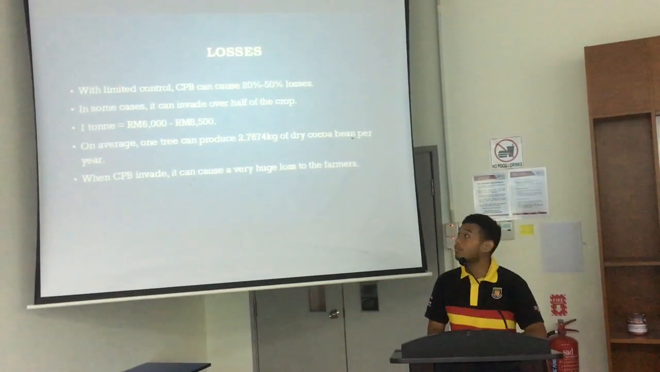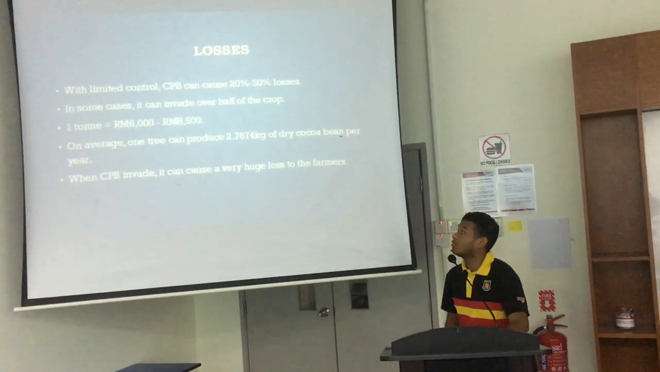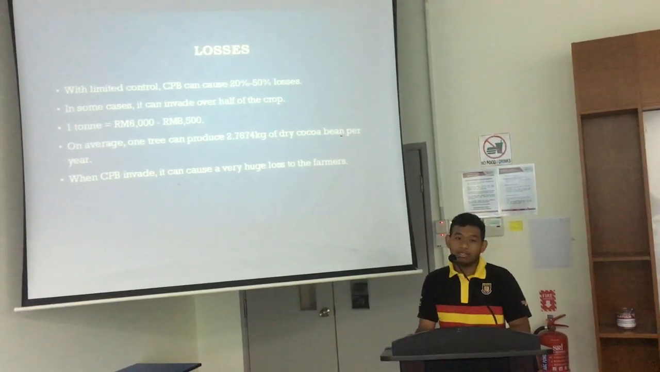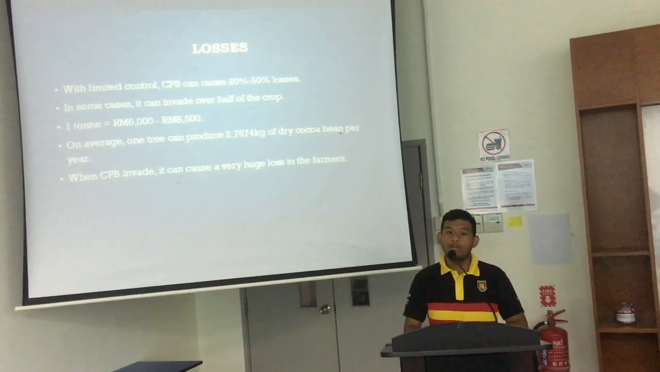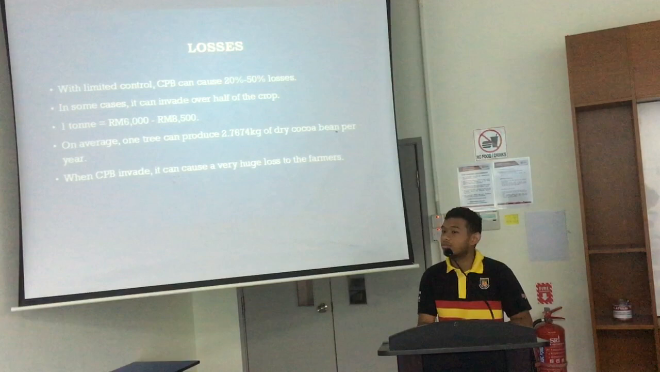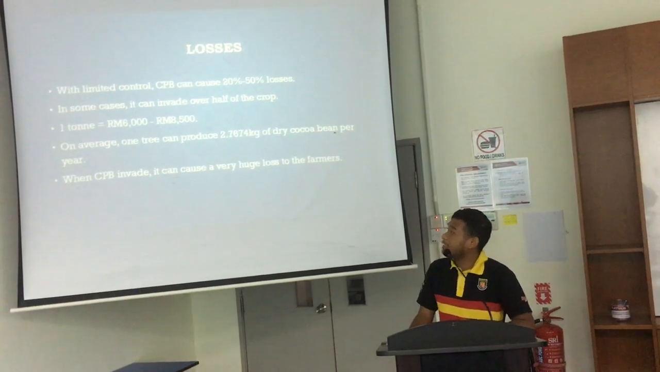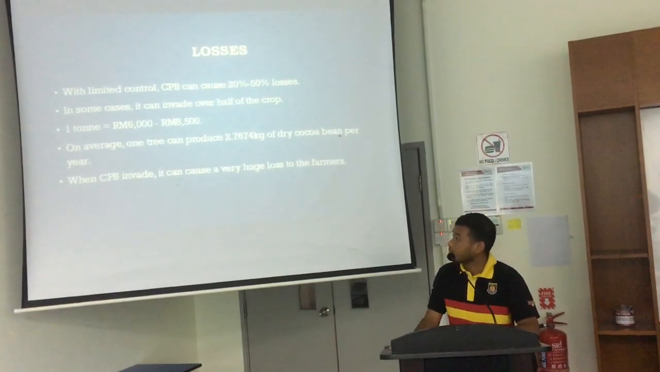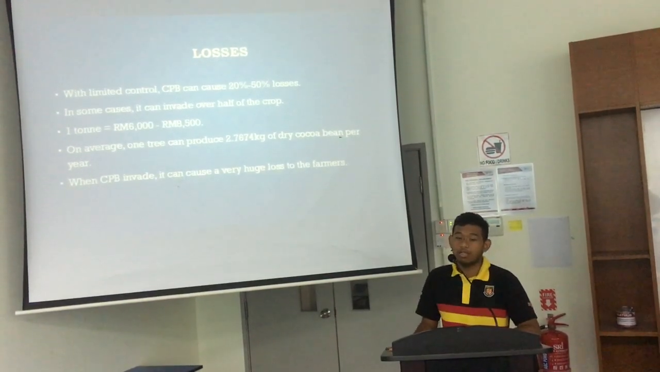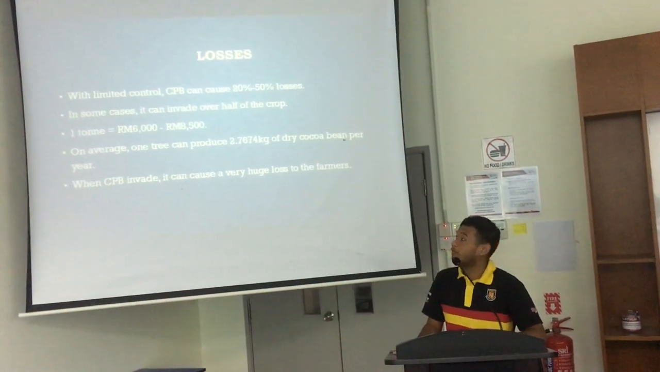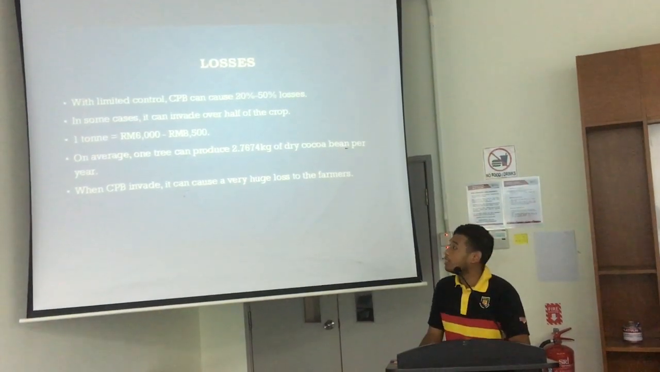Okay, for the losses, with limited control, CPB can cause about 20 to 50% losses, which is about 400 kilograms in 1 hectare of field. So in some cases, it can invade over half of the crop. Production for 1 ton is about 6,000 to 8,800 ringgit. So with 20% to 50% loss, it means losing about 1,000 to 3,000 ringgit.